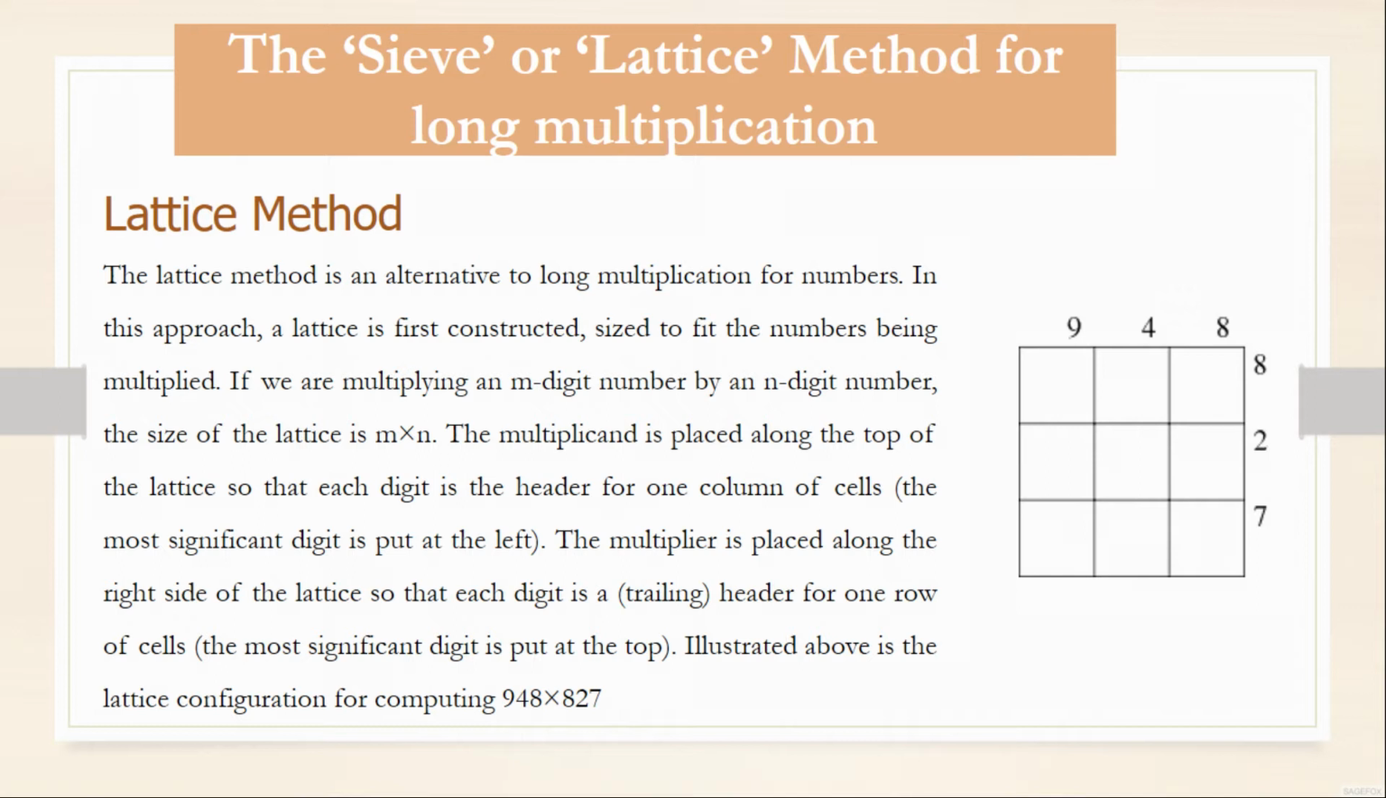The multiplier is placed along the right side of the lattice so that each digit is a header for each row of cells.